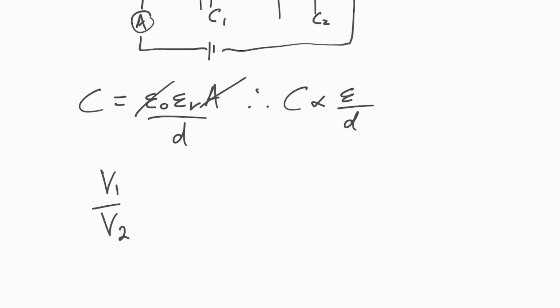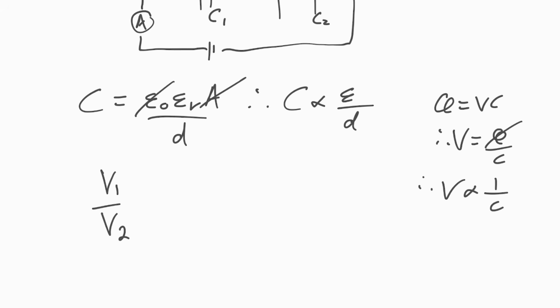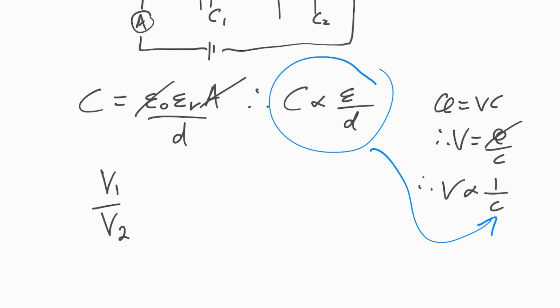So therefore, we know we're going to have to use our normal capacitance equation. So we can see that Q is equal to VC. So therefore, V is equal to Q over C. Now, Q is the same for both, as we can see from the table. So therefore, we can say that V is proportional to 1 over C. It's inversely proportional to the capacitance. You can do this in a couple of ways, but I'm going to do it this way. We're going to pop that in there instead. So V is proportional to 1 over epsilon over D, or in other words, it's proportional to D over epsilon.